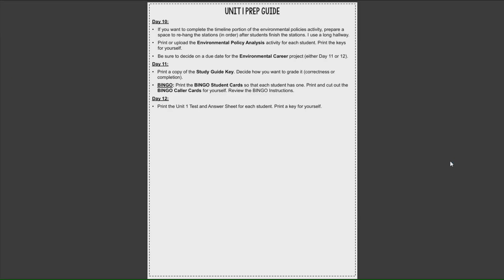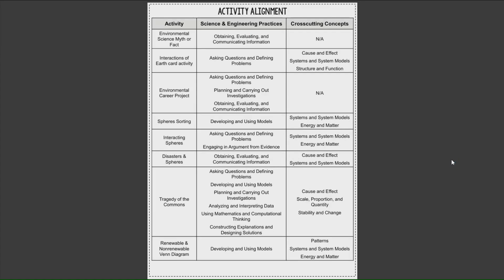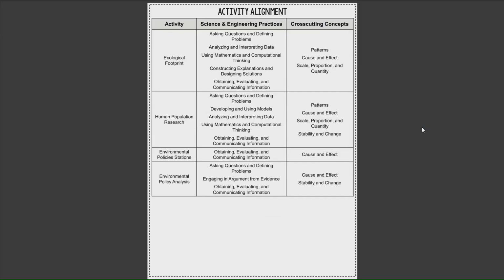And the last thing in the Start Here file is the NGSS alignment guide. So first, it shows the specific DCIs covered by that unit. Then, for every activity, you'll see how it connects to specific SEPs and CCCs, making sure you are teaching your course in a fully 3D way.